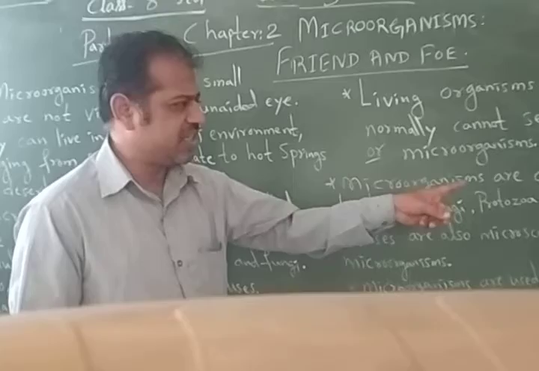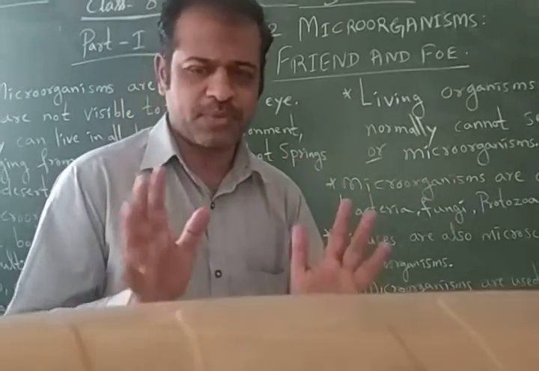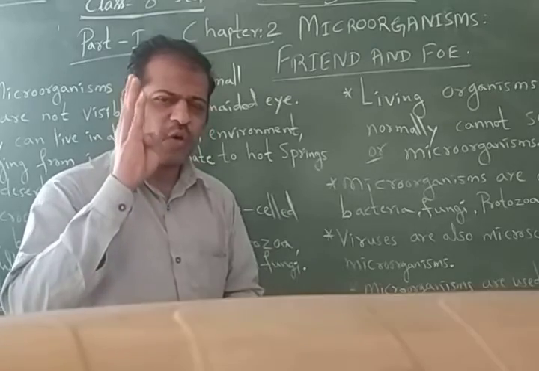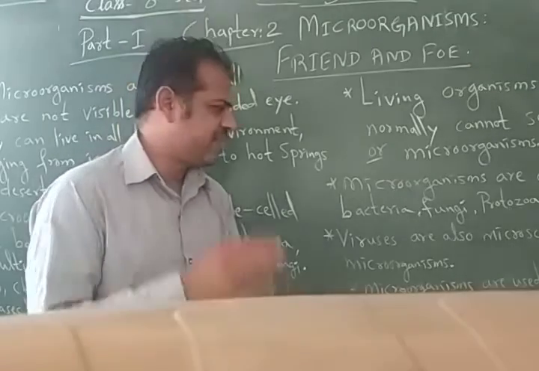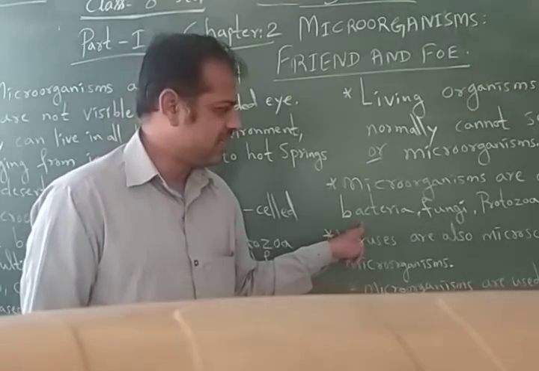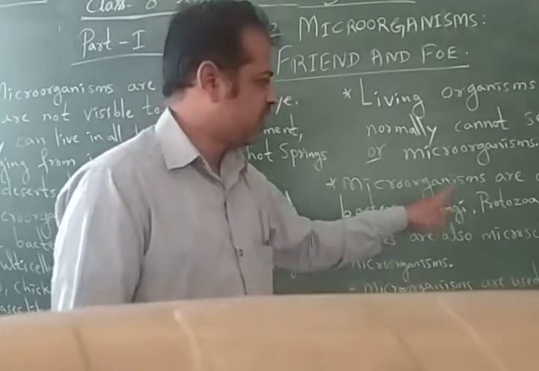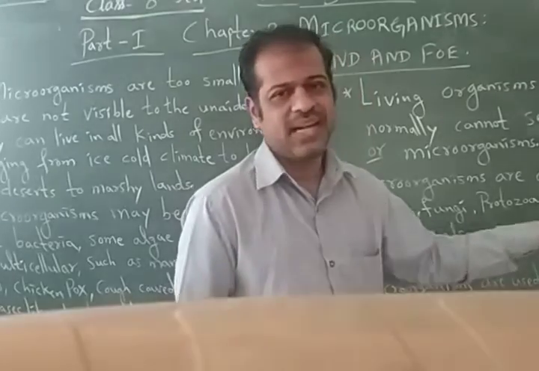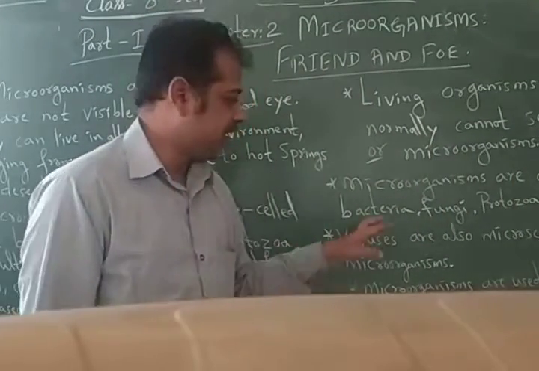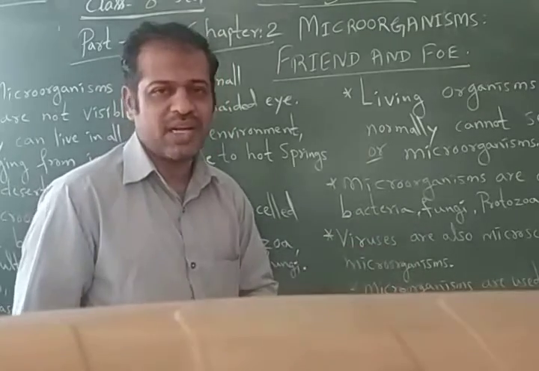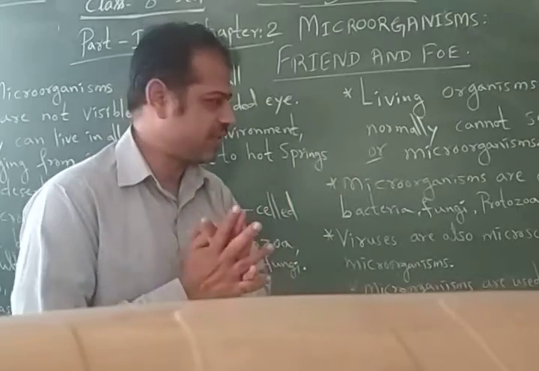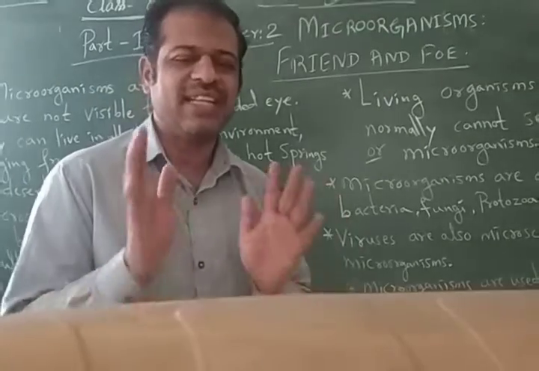Microorganisms are classified into four major groups. Okay, students, in microorganisms, four major groups are there. Which are those? First of all, bacteria, fungi, protozoa and algae. Here, bacteria, fungi, protozoa and algae. Viruses are also microscopic, but they are different in nature.